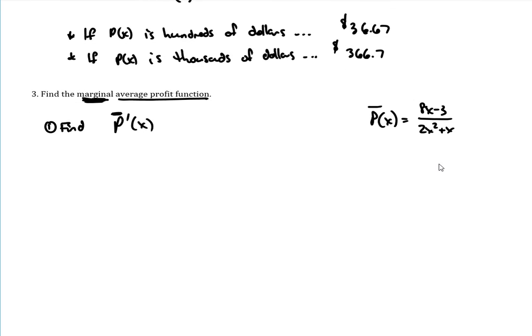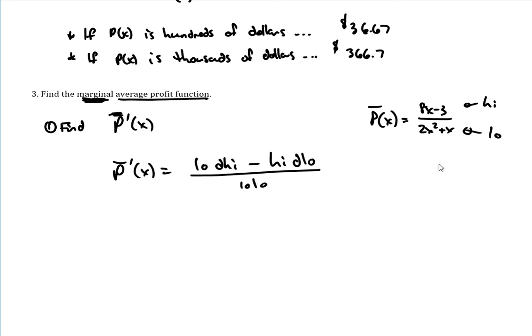Okay, so we have that. And so for P bar prime of X, I see this is a quotient, so I have my high portion and I have my low portion. So that means I would do my low D high minus my high D low all over my low low. Okay, and then now I can start to sub everything in. So my high, I'm going to keep in blue. My low information, I'll keep in red.